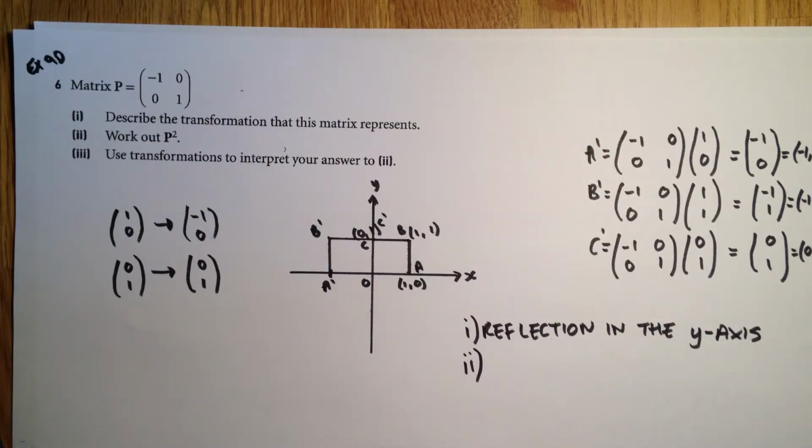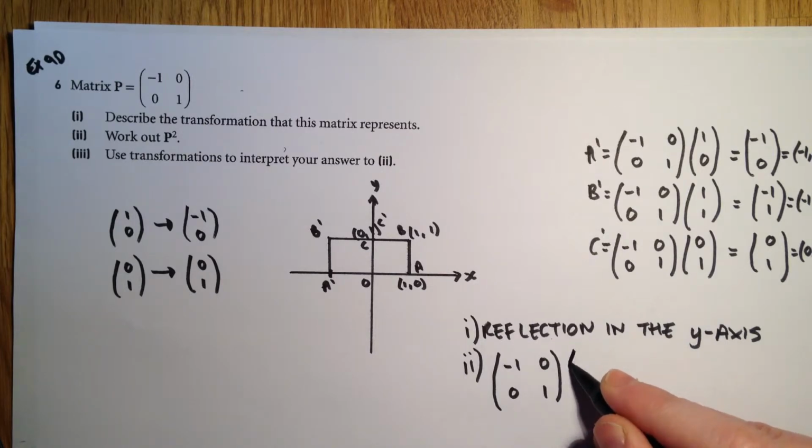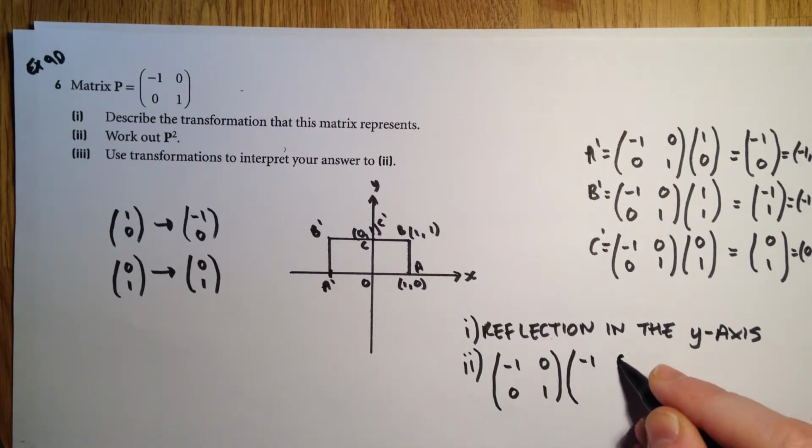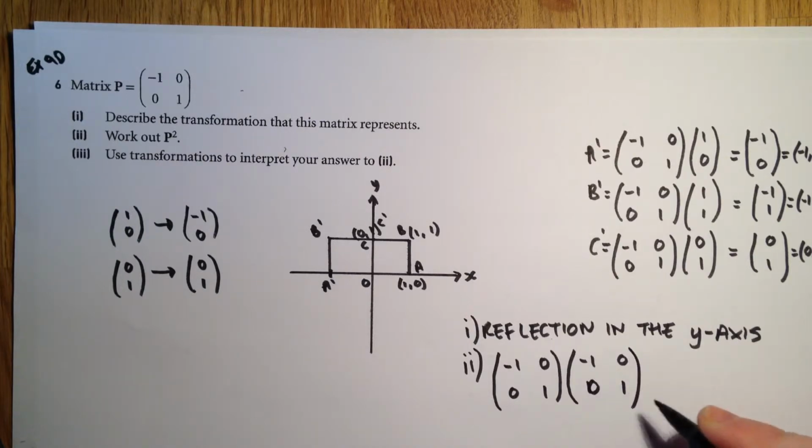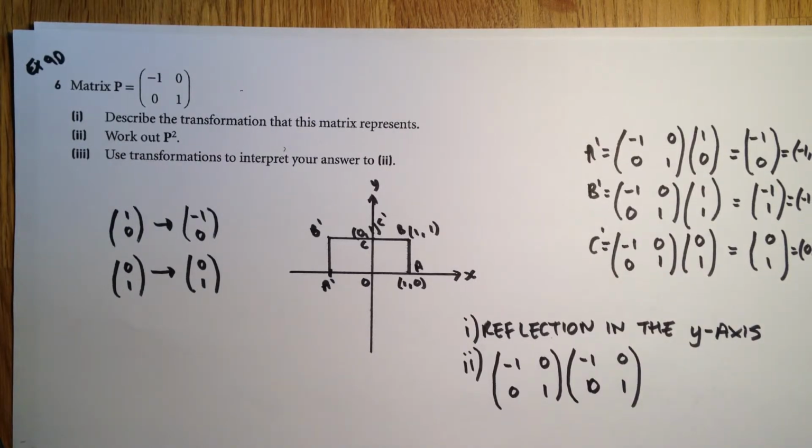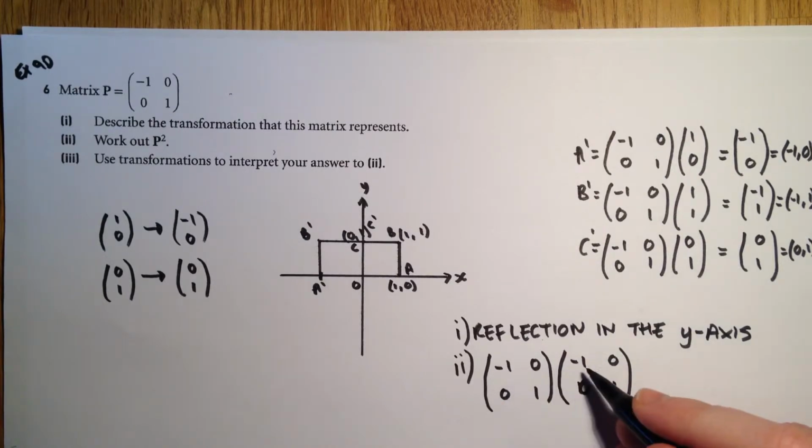Number 2, work out p squared. So that's p. And p squared is going to be negative 1, 0, 0, 1. So p squared is going to be that times by itself. P times p. So we are going to do that times that.